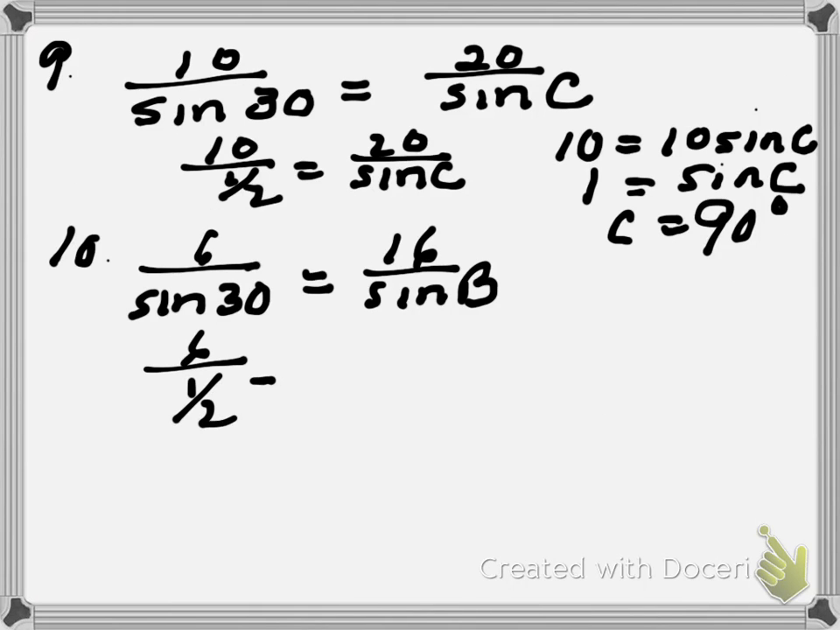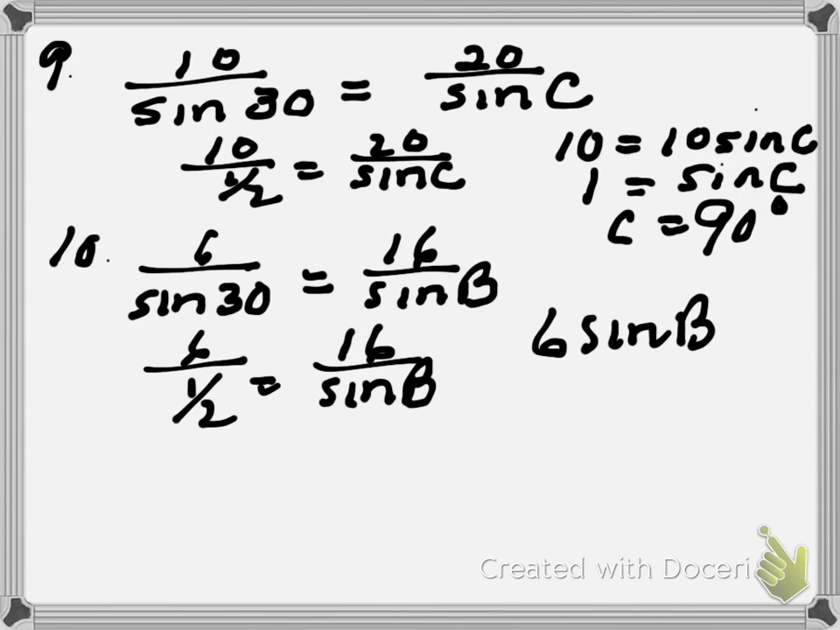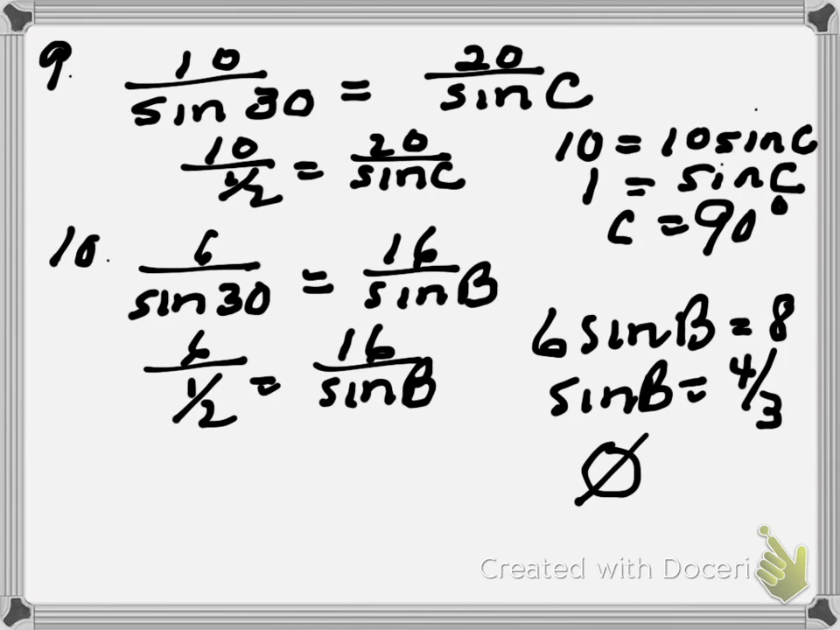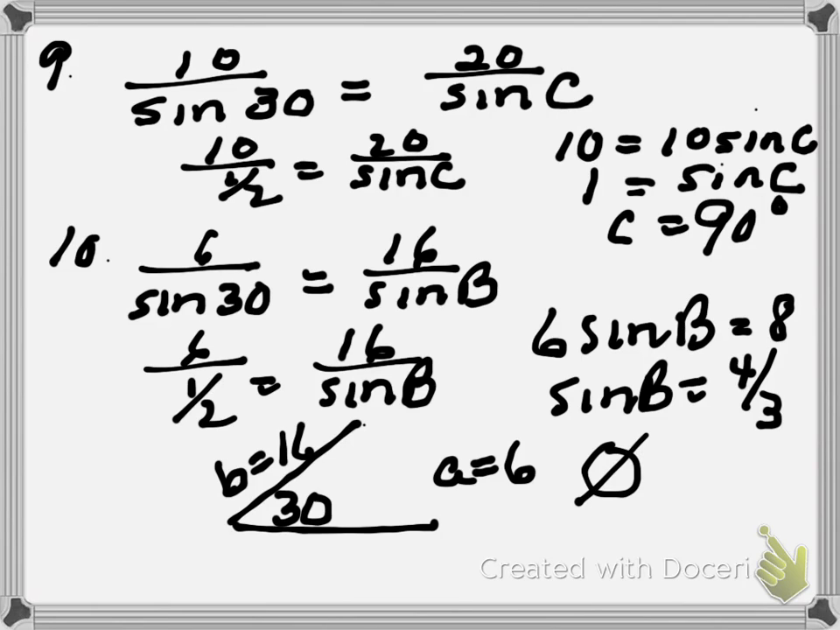6 over 1/2 equals 16 over the sine of B. 6 times the sine of B equals 8. Sine of B equals 4/3. And again, we have no solution. Had we sketched this out first, with 30 and A being 6 and B being 16, we would have gotten a height of the sine of 30, 1/2 times 16, or a height of 8, and you would have seen that there were no triangles formed.